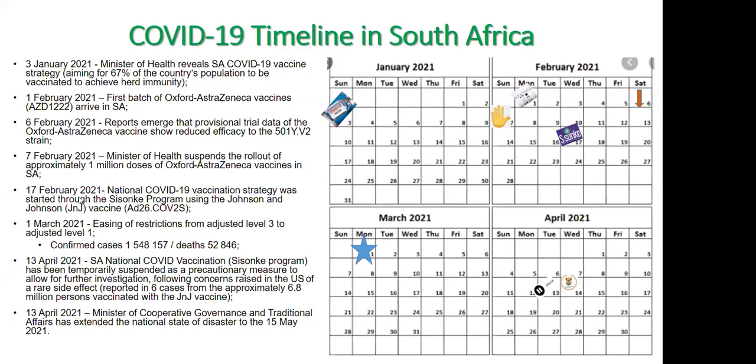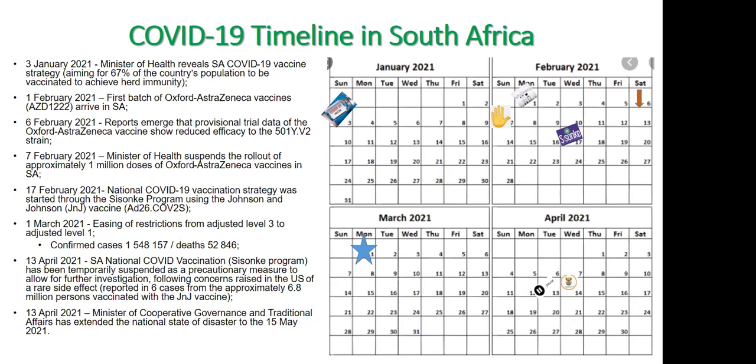However, come the 17th of February 2021, there was an announcement that the national COVID-19 vaccination strategy would still proceed, although it would be run through the Sisonke program, which was using the Johnson & Johnson vaccine, the Ad26.COV2.S vaccine. So once again, the strategy involved trying to vaccinate healthcare workers, and specifically those healthcare workers most at risk. And really by the 1st of March 2021, there was once again easing of restrictions from an adjusted level 3, which was implemented, remember, in late December, to an adjusted level 1. Once again, unfortunately, we had surpassed the 1.5 million mark of confirmed cases, and our deaths were sitting at 52,846.